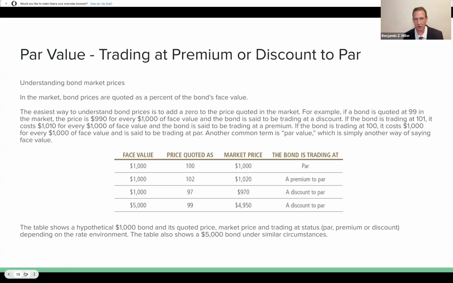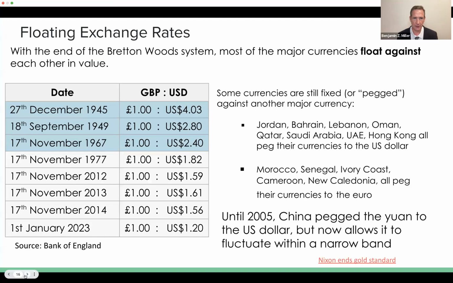So premium, par, discount. Let's say that the face value of a bond is 1,000, the price would be quoted as 100, the market price would be 1,000. In that example, the bond's trading at par. Say the face value is 1,000, the price is quoted at 102. In that case, the market price is 1,020. It's trading at a premium to par. So these things are important. Discount to par means the opposite. If it's trading at 99, it might have a market price of 990. It's trading at a discount to par. So that's how that works.